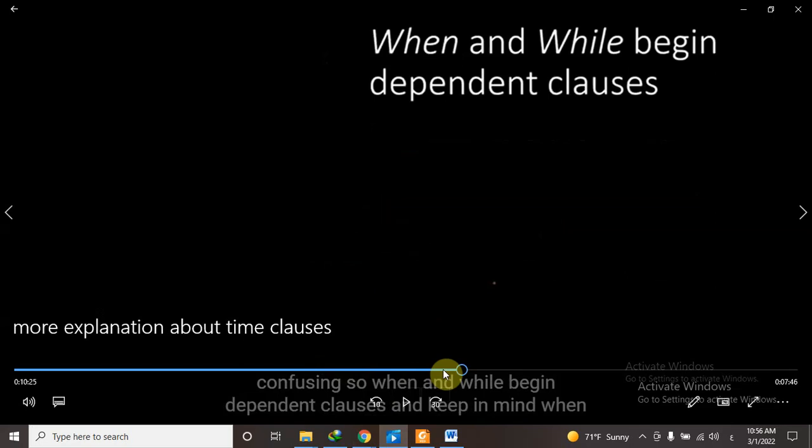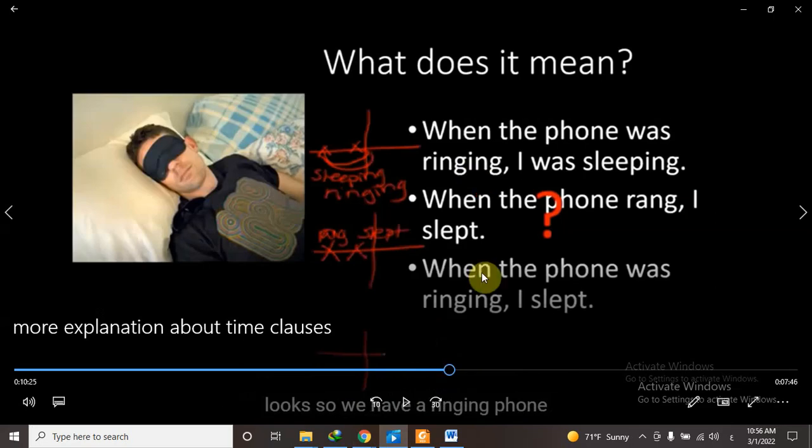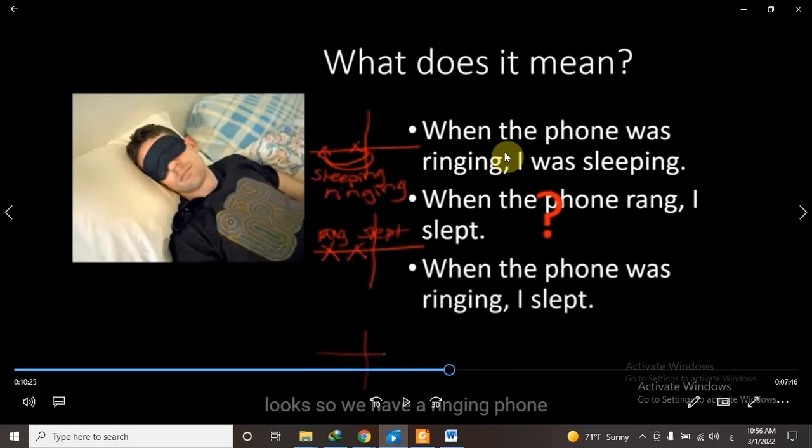Now, the same thing here within these three examples. The same idea is written in different ways. The most accepted one, and the good one, is the first one. When the phone was ringing, I was sleeping. So, as if I want to tell you that I couldn't answer you because when the phone was ringing, I was sleeping. Okay, at that time of the ringing of the phone, I was sleeping. Thus, I didn't hear it. Okay, so it is accepted.